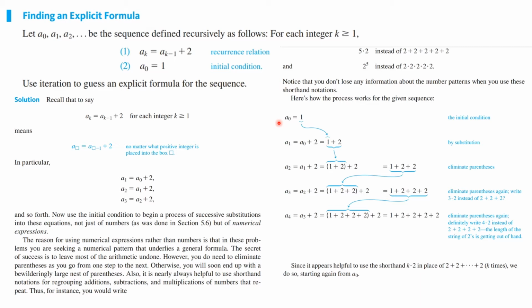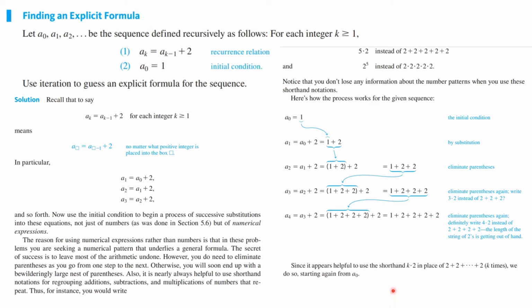So a0 is 1, and then we substitute that in the next one. That is 1 plus 2. We substitute that into the next one for a2. It's 1 plus 2 plus 2, but then we write it this way without the parentheses, 1 plus 2 plus 2. We substitute that into the third one, and then the fourth one we do again a substitution, and we get 1 plus 2 plus 2 plus 2.